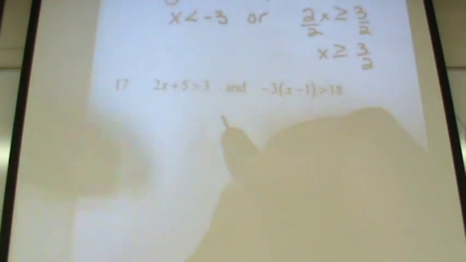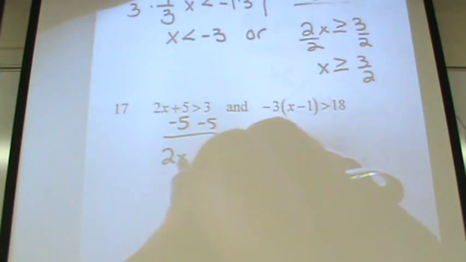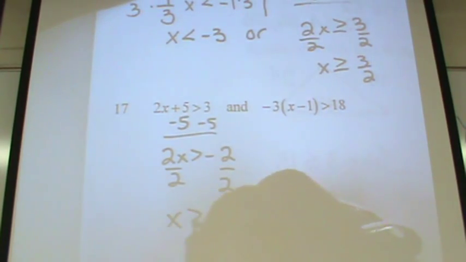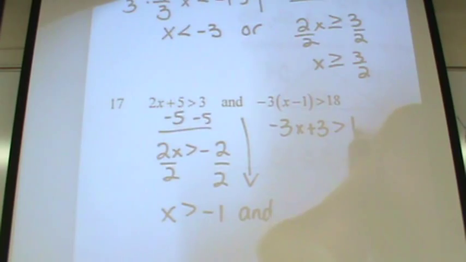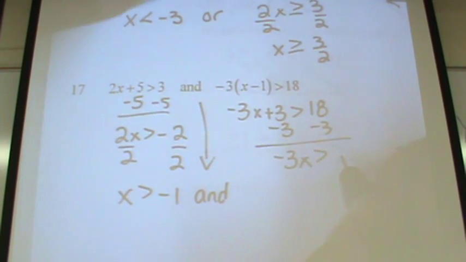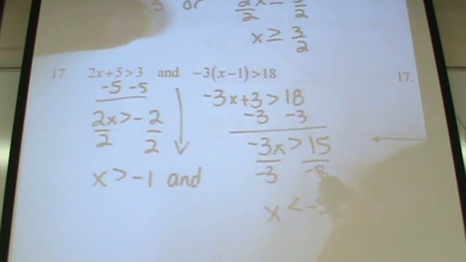The next one is an and. You're looking for the intersection, so you're going to subtract 5. 2x is greater than -2. Divide by 2, and you get x is greater than -1. Bring down and. -3x plus 3 is greater than 18. Subtract 3. -3x is greater than 18 minus 3 is 15. Divide by -3, and this is where you have to flip the sign. X is less than -5.